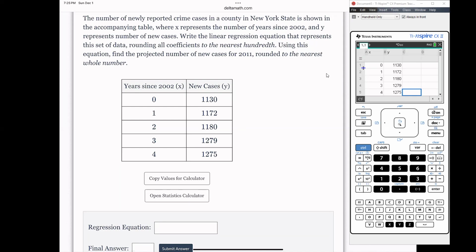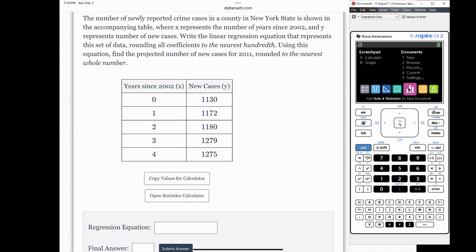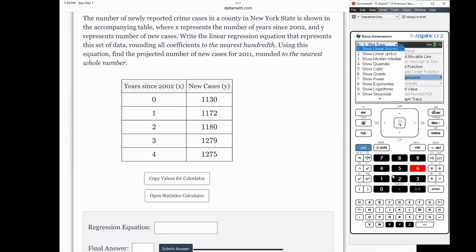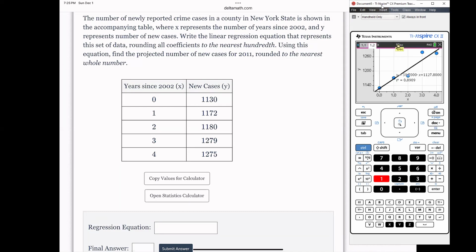Now, everything that you need, you guys should already know how to do. So first thing, I've already entered the data into the spreadsheet. So now I'm going to go to the scatter plot. Down here is going to be X. Over here is going to be Y, right? This is a positive slope. So I'm going to do menu 4, 6, 1. And here is my equation.